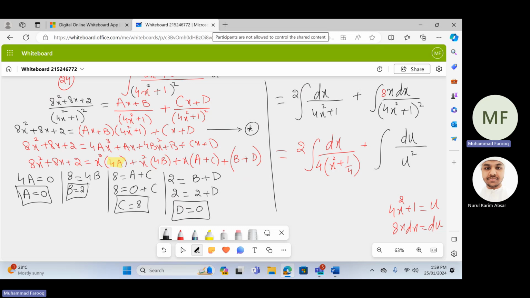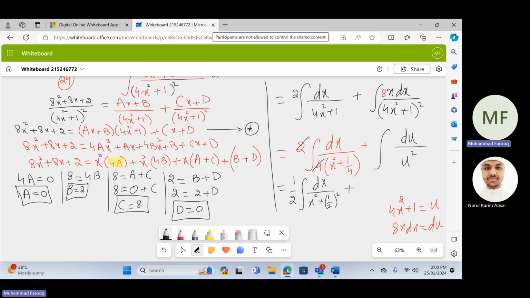I have C value 8, so I just put it. That's it. Do you divide 2 with 4? Yes, you can, exactly. Now you can take it outside. This is 1 by 2 now. Integrate, this is dx divided by x squared plus 1 over 2 squared. Can you put tan inverse directly? Yes, you can put that.